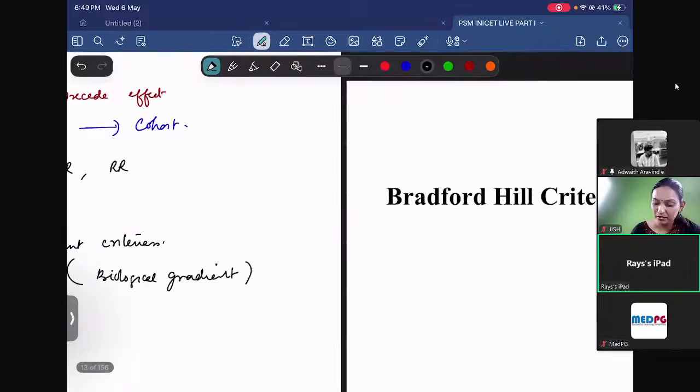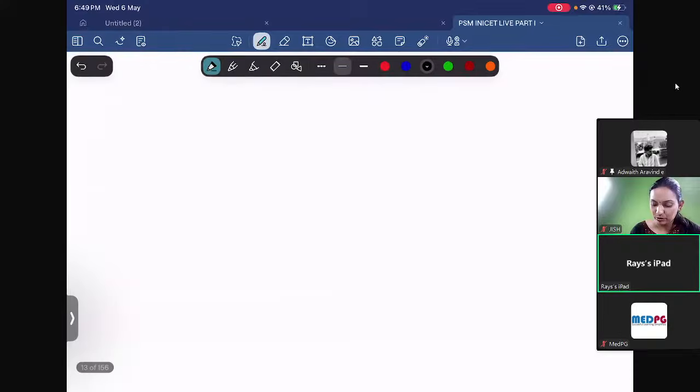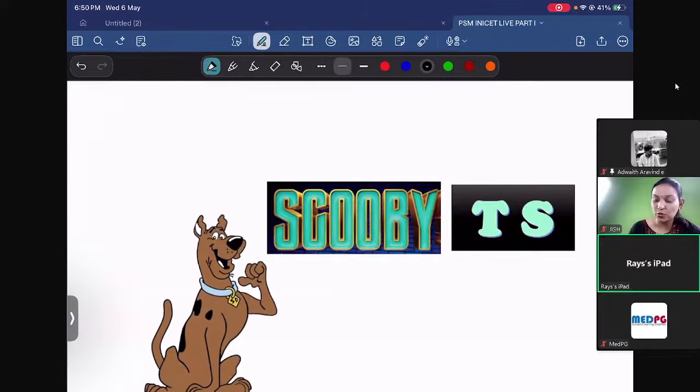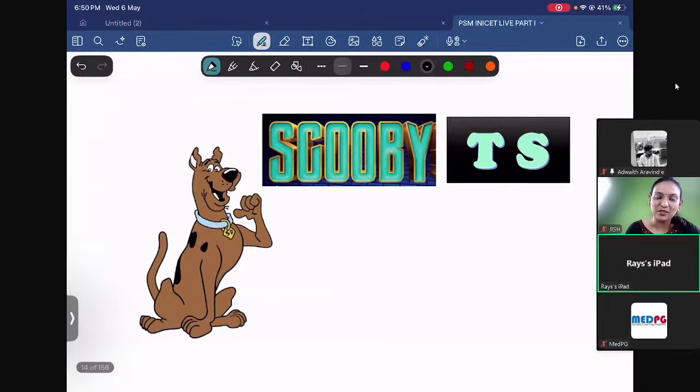Now, how do you remember it? The full name is actually Bradford Hill criteria for causation. To remember that, I have a mnemonic for you: Scooby TS. You remember Scooby-Doo? I don't know whether in your time you have seen Scooby-Doo cartoons, but in our times we had Scooby-Doo on Cartoon Network. So Scooby will help you to remember the Hill's criteria of causality.